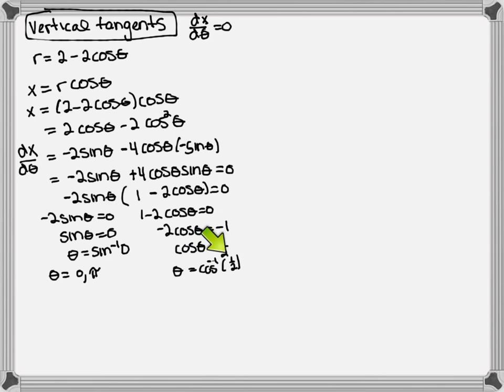So cosine inverse of 1/2, that is going to occur in 2 quadrants. It's going to be in quadrant 1 and quadrant 4. So at quadrant 1, it's going to be 2 out of 6 or pi over 3. In quadrant 4, it's going to be 4 out of 6 or 2 pi over 3.